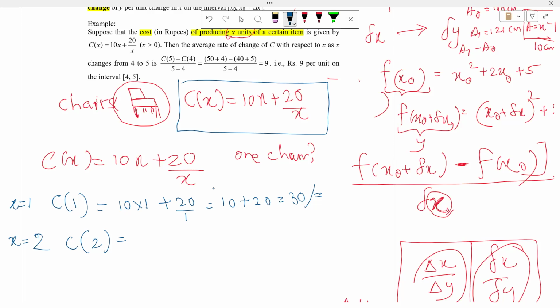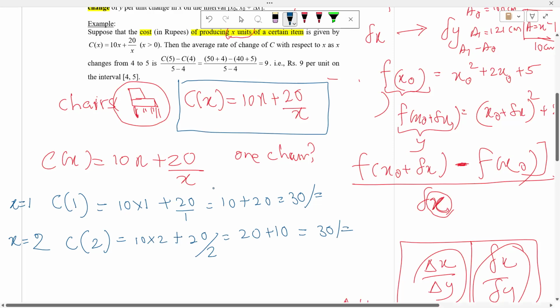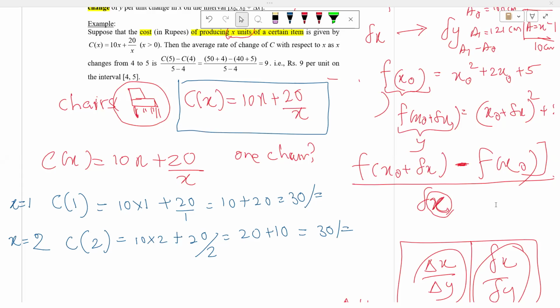Now if I put cost for two chairs, I can replace x is equal to 2. So C of 2 is equal to 10 into 2 plus 20 over 2. That is 20 plus 10, since 20 divided by 2 is 10. Now if you notice here, 30 rupees. Even if you manufacture one chair, you get the same cost, and even if you manufacture two chairs, you get the same cost. So just think about three chairs.